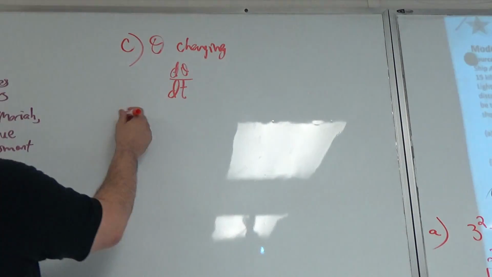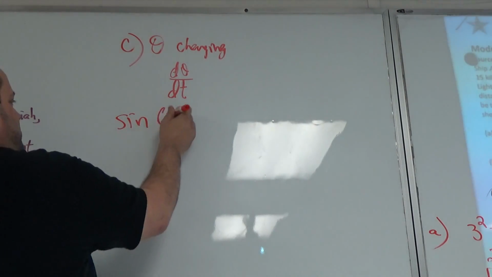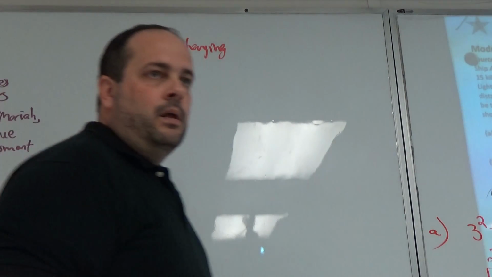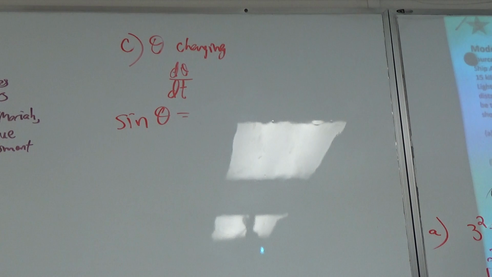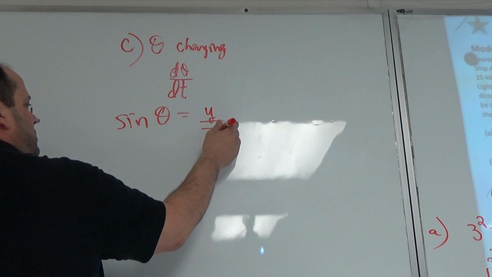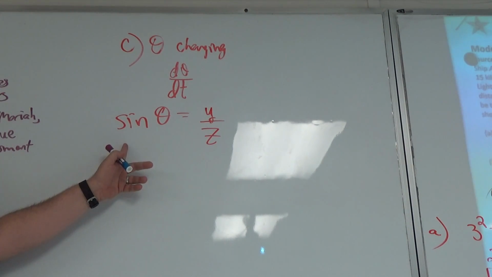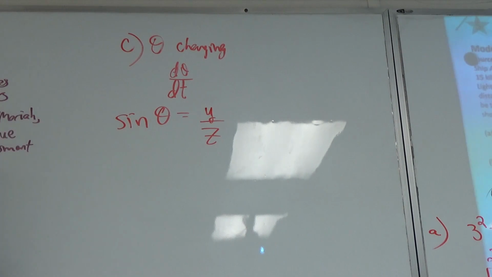Okay, so you said sine. Now I need a full equation. Sine of what? Oh, sine of theta? Sine of theta is equal to what? How do we get sine? Opposite over hypotenuse. So sine of theta equals y over z. Is that an equation that gets theta in there? Yes. Excellent.